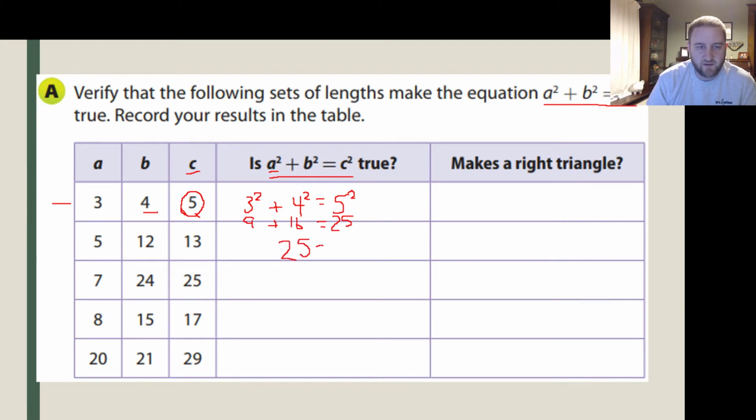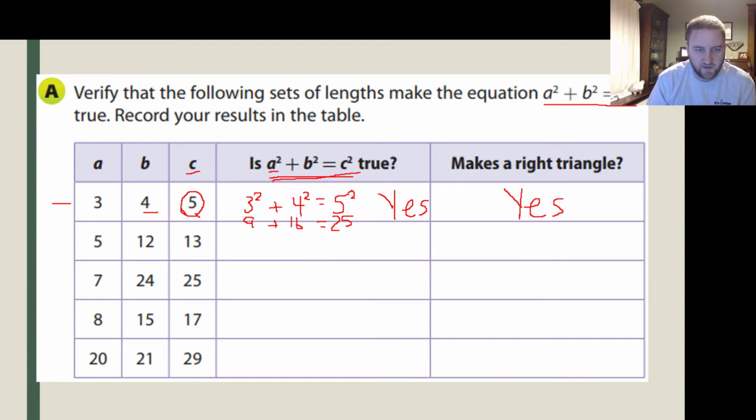So does 25 equal 25? Of course it does. So we put a little check mark right there because we get a true statement: 25 is equal to 25. It says, is a squared plus b squared equals c squared true? We get a true statement, so yes, it's true. Since this is a true statement, yes, this makes a right triangle. Okay? All right, let's go through the rest of these examples then.